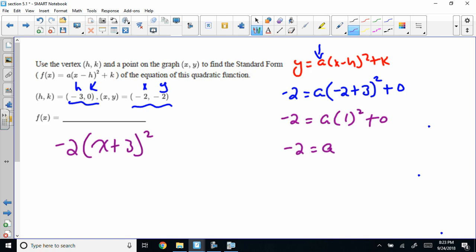This is a pretty traditional one. They're giving you h and k and x and y and telling you to find a. Sometimes they say, here's your vertex and a point on the parabola, write the equation. That's traditionally what they do. Questions? Anybody?